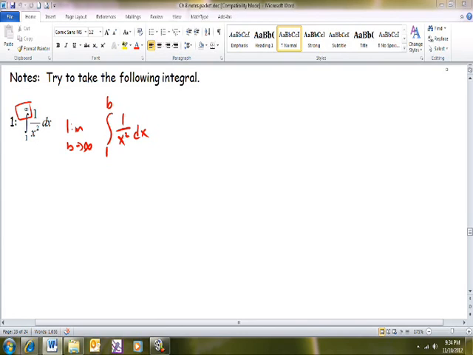So the antiderivative of 1 over x squared, this is really x to the negative 2. So we add 1 to it, x to the negative 1 divided by negative 1. So negative x to the negative 1. Evaluating this from 1 to b, it's giving us negative b to the negative 1 minus 1 to the negative 1. Okay, so we end up with negative 1 over b minus 1.